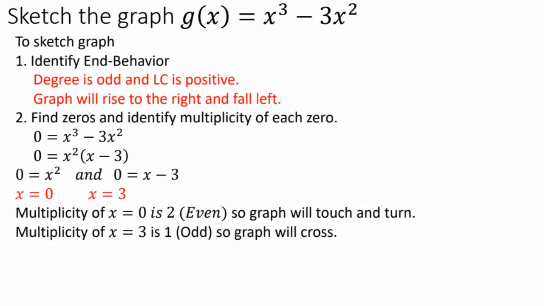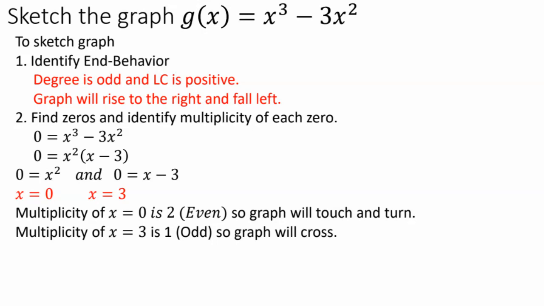And then when I find the zeros, the first thing that I would do is factor out an x squared, and then I would solve for them. So I see that I have x equals 0, x equals 3, but the 0 came from taking the square root. So I have a double 0 or a duplicate 0, so that's an even multiplicity.